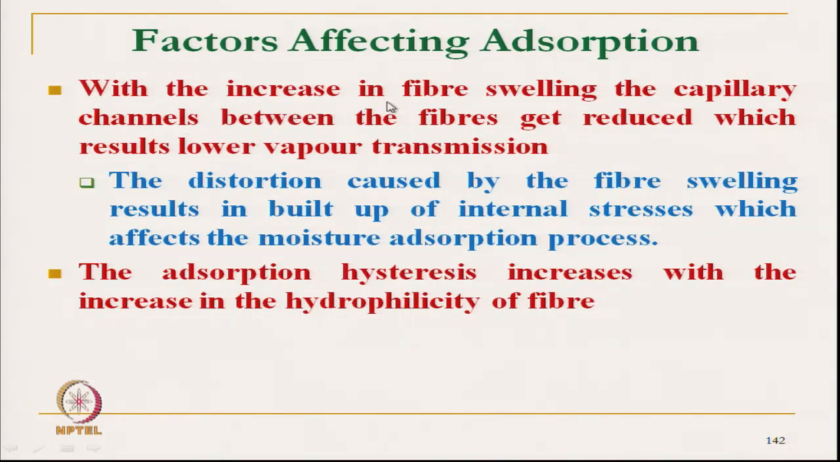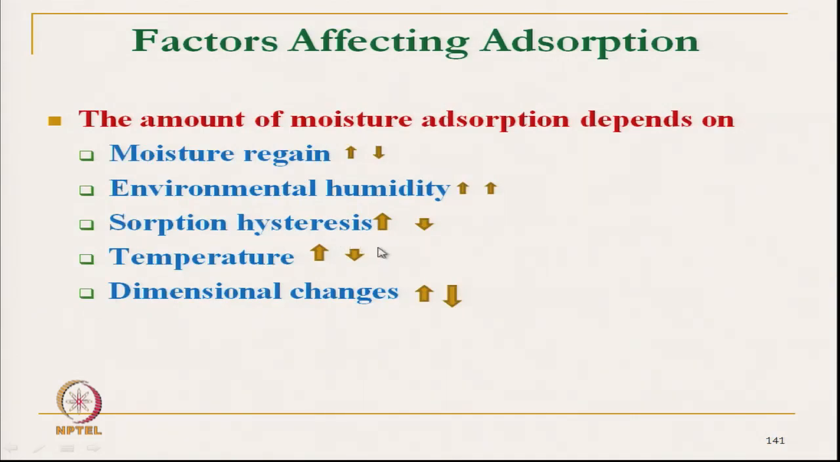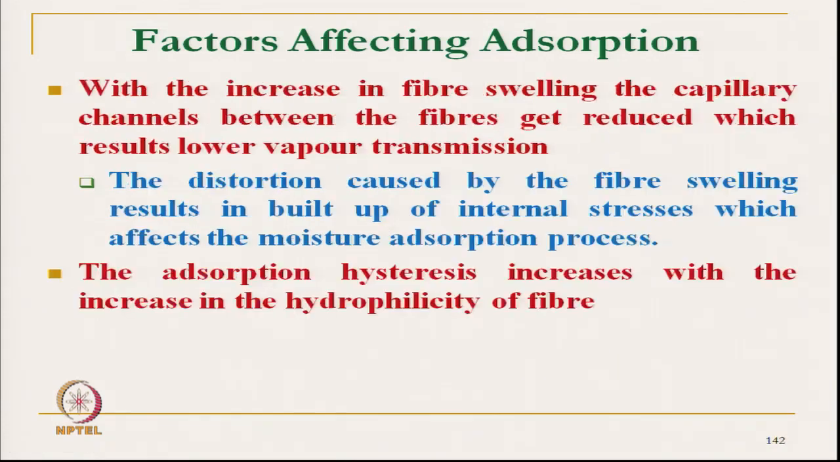With the increase in fiber swelling, the dimensional change we are discussing, as the moisture gets absorbed, the fiber swells and the capillary channel between the fibers gets reduced, which results in lower vapor transmission. That means the pores will get reduced, so that will affect the moisture flow. The distortion caused by the fiber swelling results in build up of internal stress, which affects the moisture adsorption process. So, if the internal pressure is more, the moisture adsorption process will get affected.